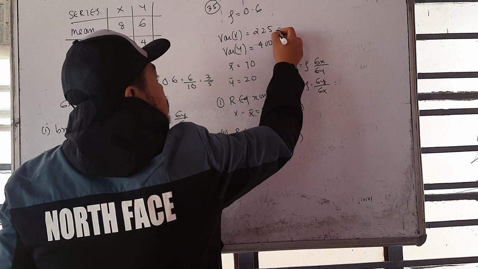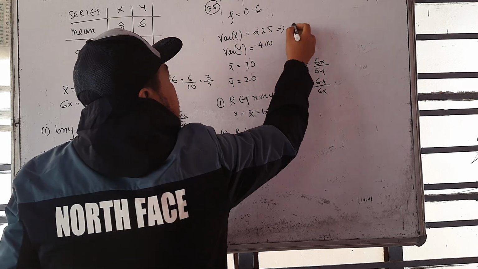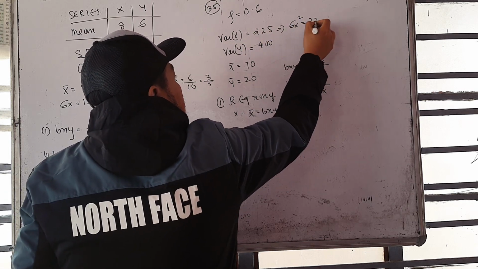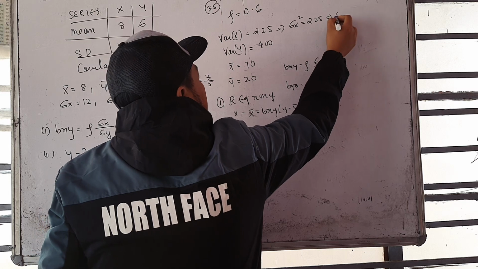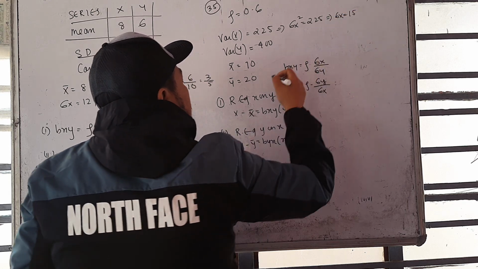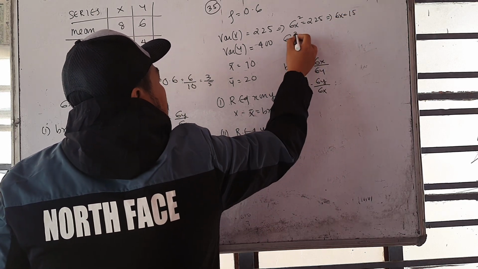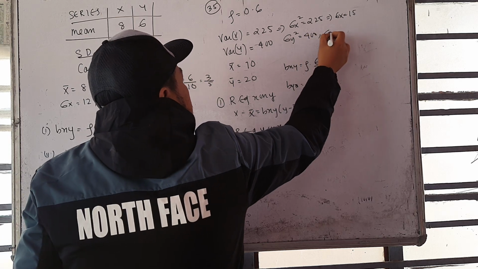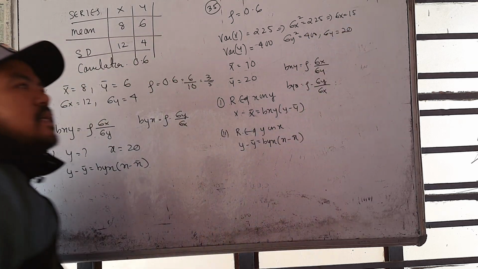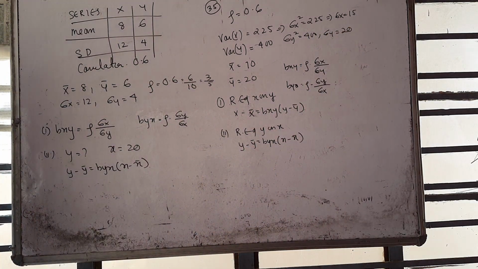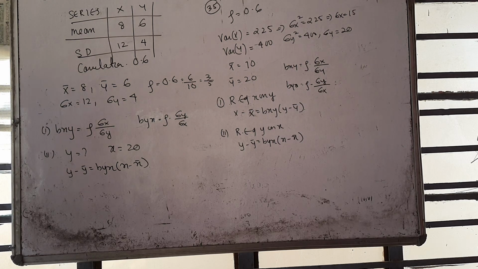So if variance is given to us, I've already told you the formula. What is variance? Sigma x square. So sigma x is going to be, everyone, square root of 225, which is 15. Sigma y square equals 400, so sigma y equals 20. That's how you find out the standard deviations. Is it clear, everyone? Yes or no? Okay.